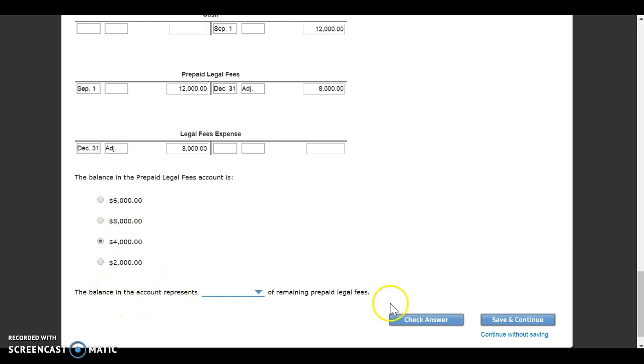The balance in the account represents, like I just said, that would be 2 months of remaining prepaid legal fees. Remember, we figured out those to be $2,000 a month. If there's $4,000 left in there, 4,000 divided by 2,000 would be 2 months. Let's say check answer.